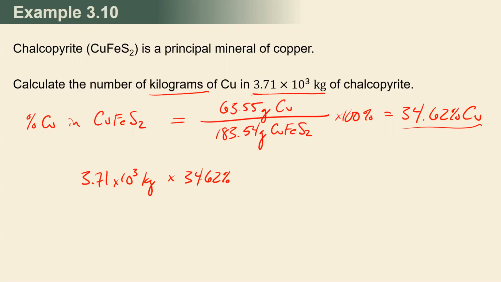That's right. We convert it to a decimal, right? And so when we do that, we end up with 1.28 times 10 to the third kilograms of copper.